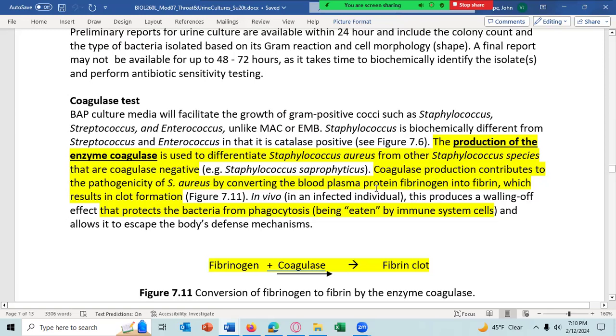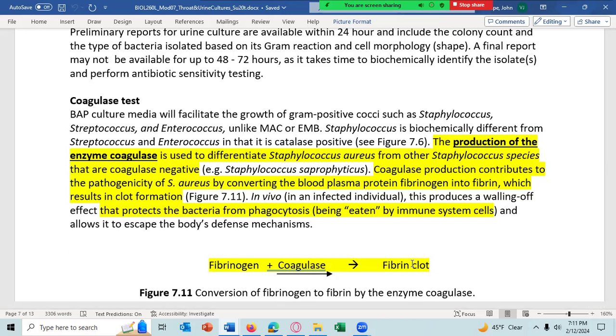Coagulase production contributes to the pathogenicity of Staphylococcus aureus. Coagulase converts the plasma into a blood clot. What happens is coagulase acts on the fibrinogen to make the fibrin clot fibers, and then that will make a clot. The clot will protect the bacteria when the bacteria are few in numbers.